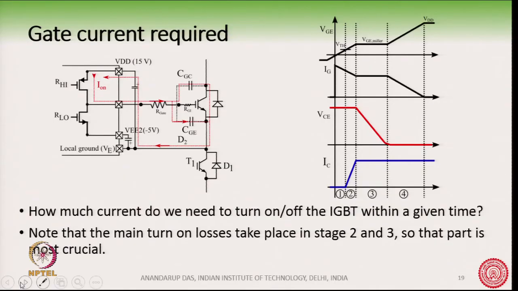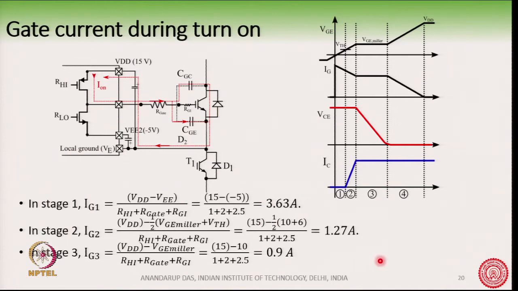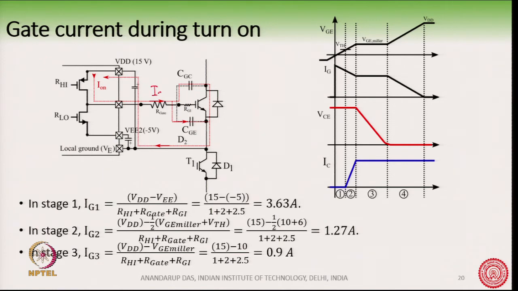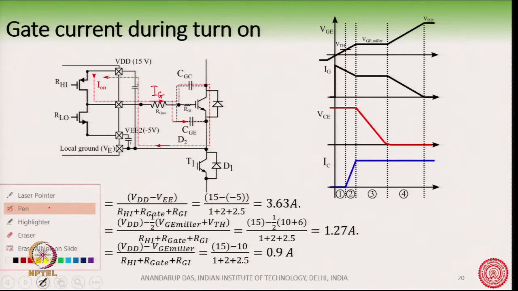Now, we can roughly get some values, based on what was discussed, of how much the currents are that may flow. You can see how much the gate currents are at different stages. So, let us take stage 1 first. In stage 1, if you apply KVL, this is the gate current here, this is the current we are talking about, IG.